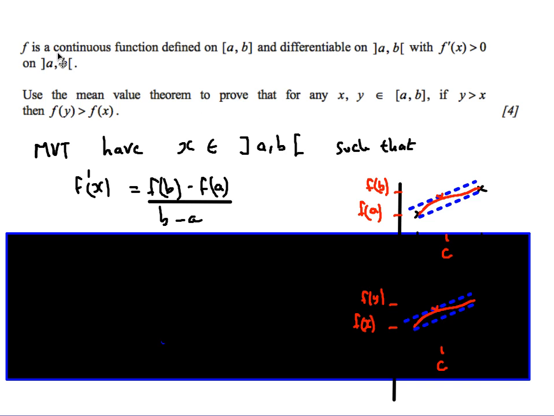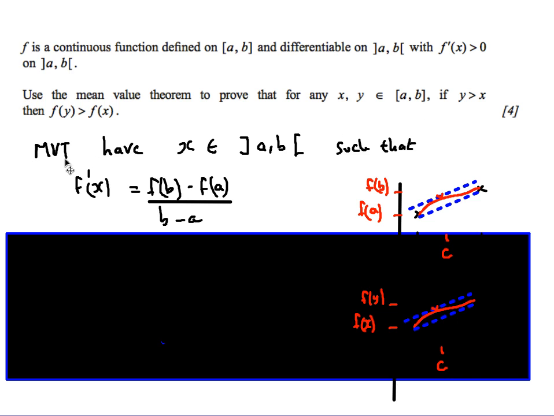It says we've got a continuous function, it's defined in a domain, and it's differentiable also on this domain, and we know that the differential of the function is positive, so we've got an increasing function. And then we've got to use the mean value theorem to prove that for any x and y belonging to this domain, if y is greater than x, then f of y is greater than f of x. Okay, so it looks pretty complicated.